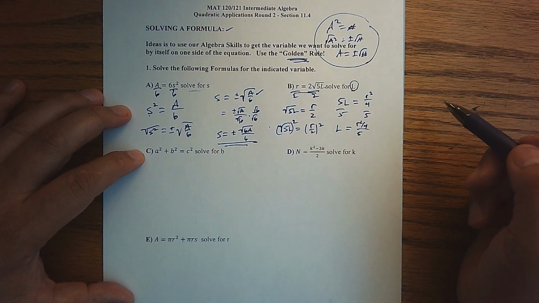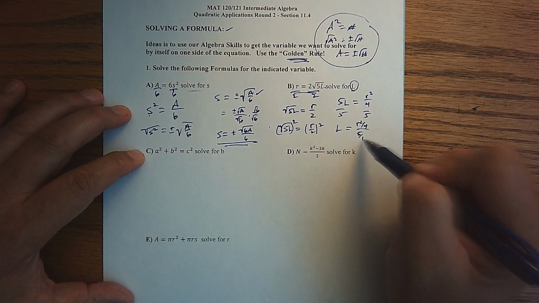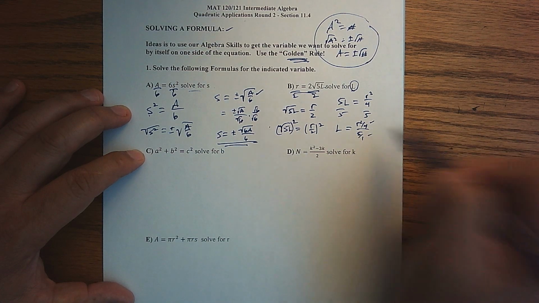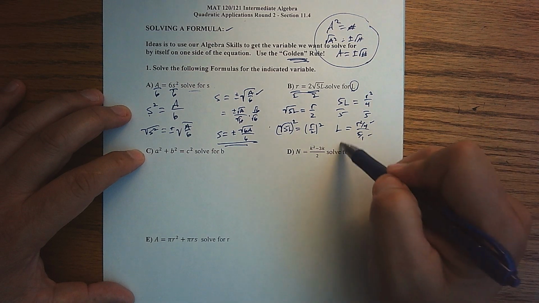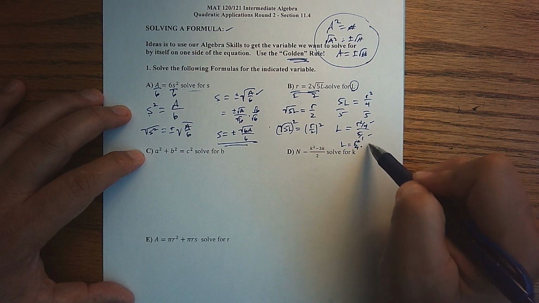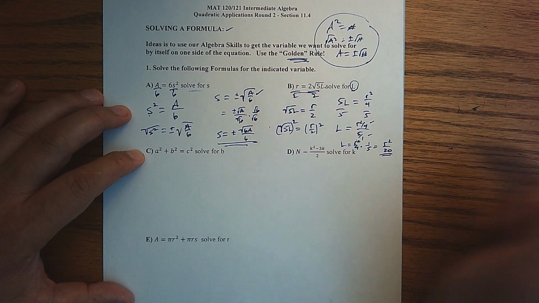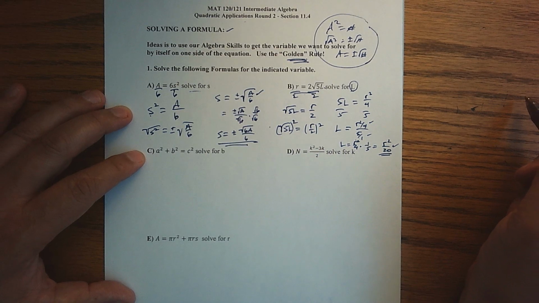Got to clean this up. I know for a fact Pearson's not going to accept this as an answer. So if we think of 5 as 5 over 1, you can see that we're basically dividing fractions. So L is R squared over 4 times the reciprocal, and so I'm getting R squared over 20. So L equals R squared over 20. I'm going to put that in my Pearson homework and be off to the races.